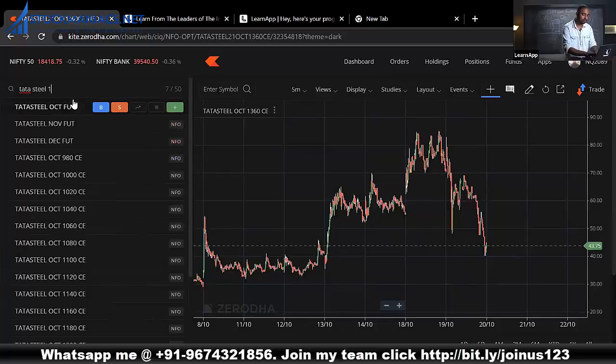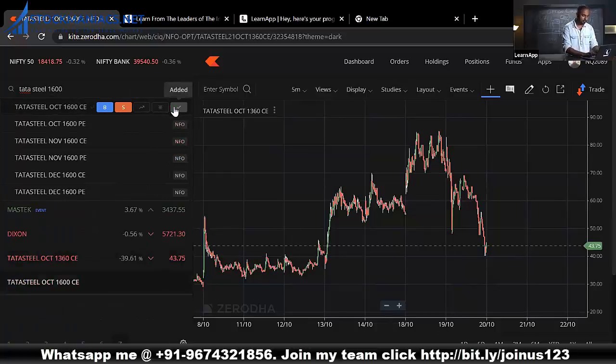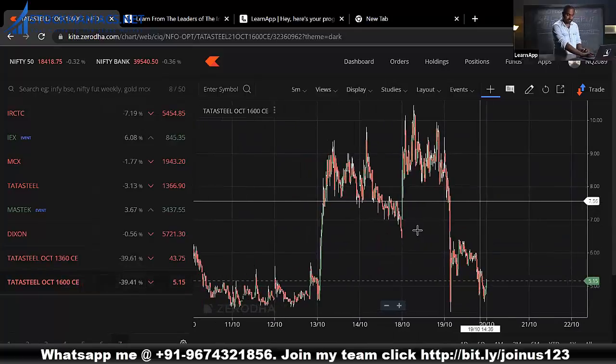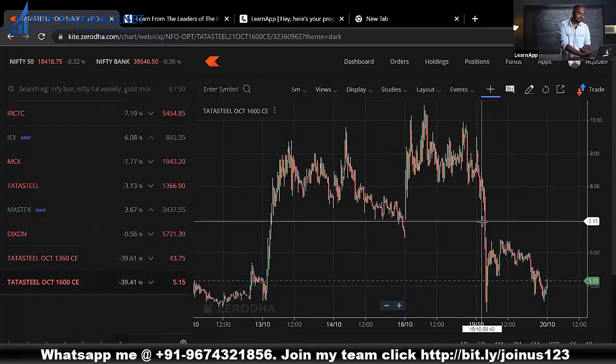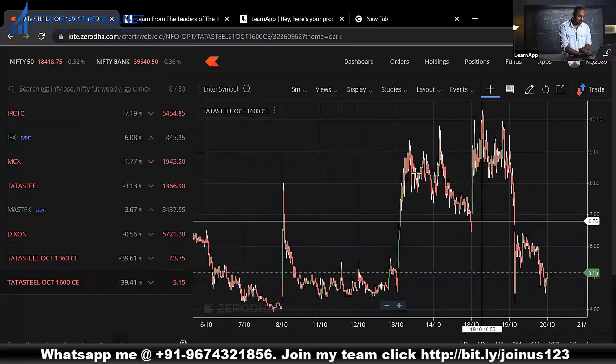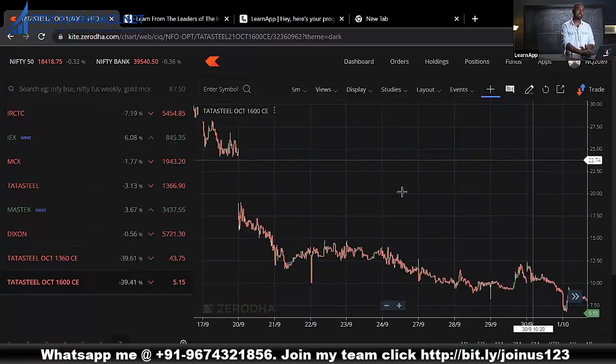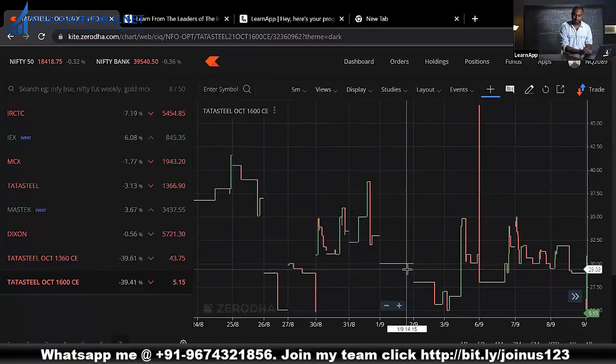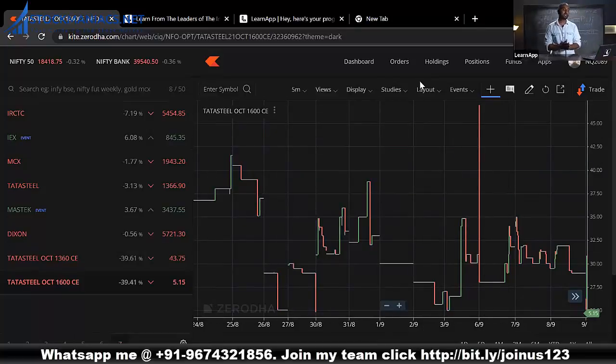What we'll do is go to 1600 CE for October expiry. Again, since it is an October expiry, there is a lot of things happening. But if you go here, can you see there are a lot of ups and downs and a lot of gaps? This actually means there is no liquidity at that point of time. If you see this kind of pattern in any script, that basically means this is not an ideal script to enter.